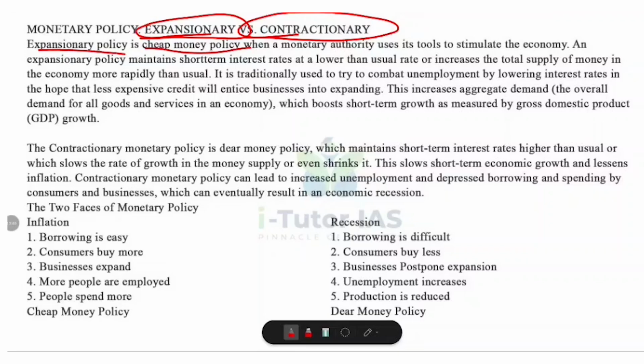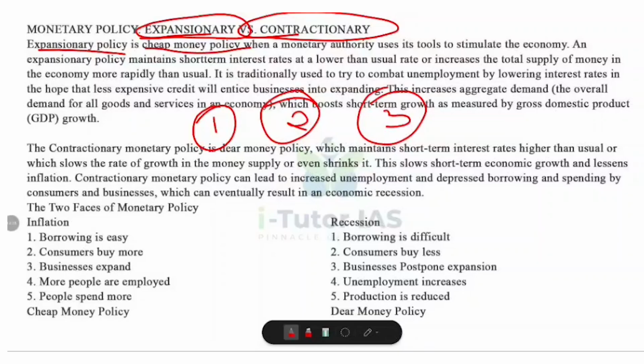It uses its tools like reducing the repo rate so that banks can borrow from RBI at cheaper rates, then lowering the cash reserve ratio or CRR, so banks can lend more, and buying government securities from the market, which increases the money supply. And all these measures put more money into circulation and make loans cheaper. And the main purpose is to stimulate economic activity.